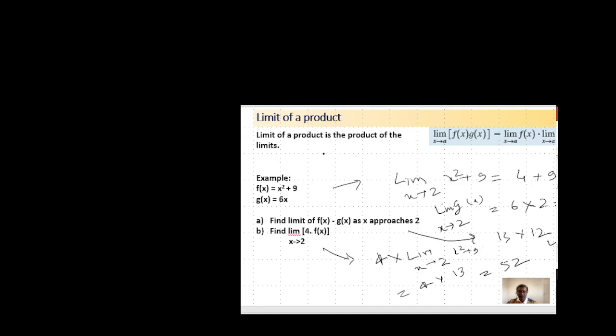So let's summarize the limit of a product. If we need to find the limit as x approaches a value for two functions, then we can very well find the individual limits for the same x approaching a and then make a product out of them. Okay, let's look at the limit of a quotient.